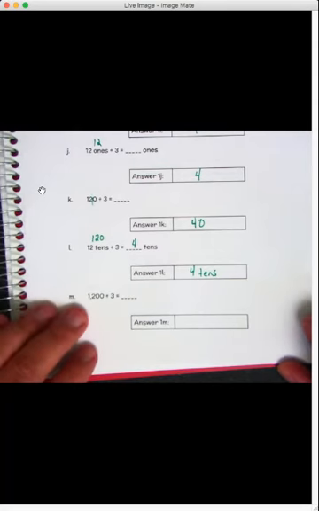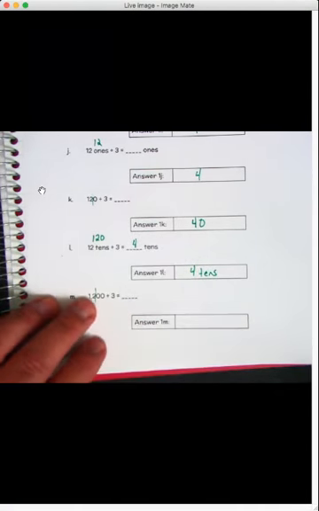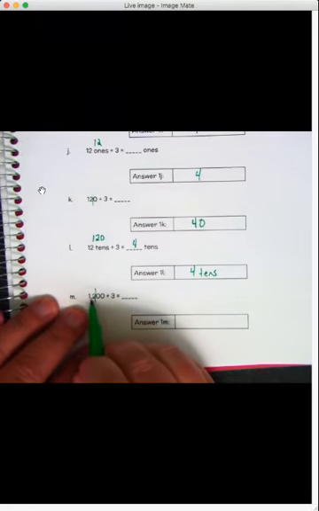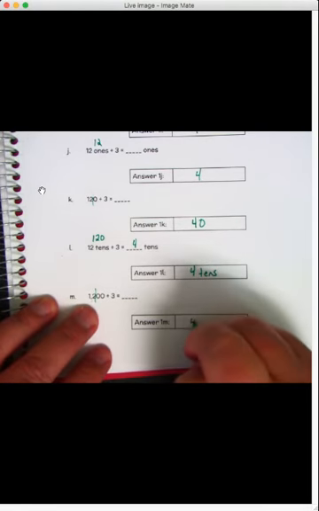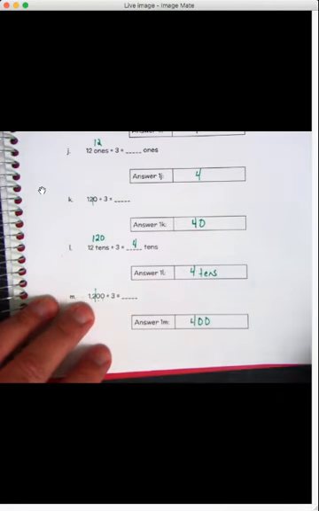And now 1,200 divided by 3. Well, let's take that 12 still, even though there's a comma there, it's still 12. 12 divided by 3 is 4. And then we've got those 2 zeros. So 1,200 divided by 3 is 400.